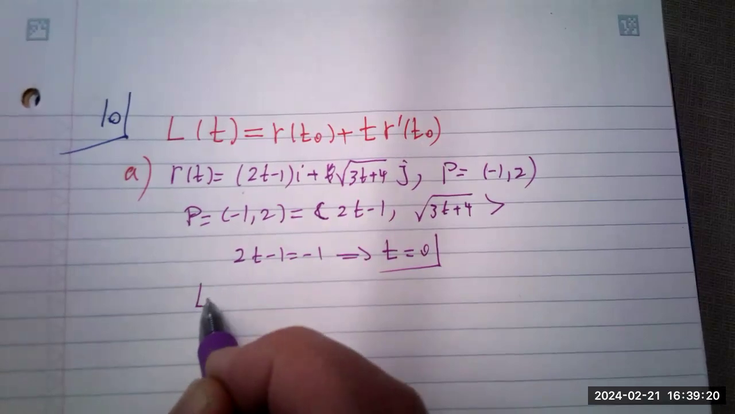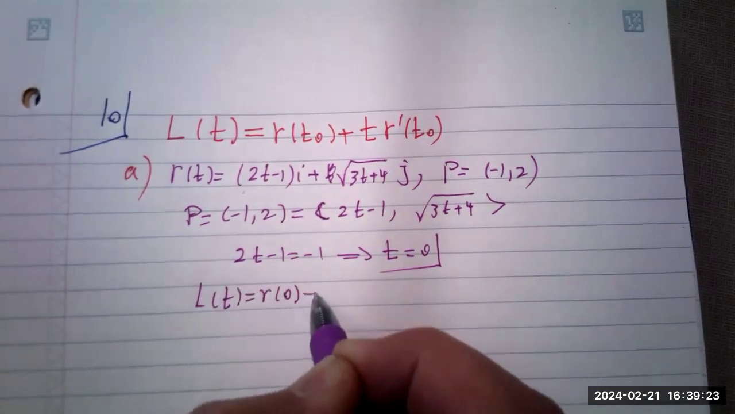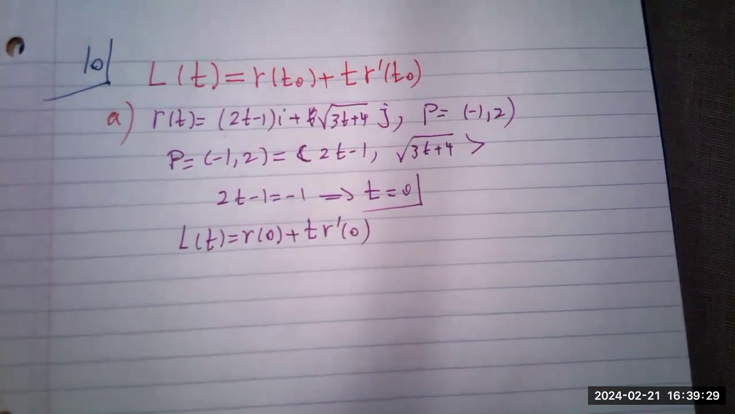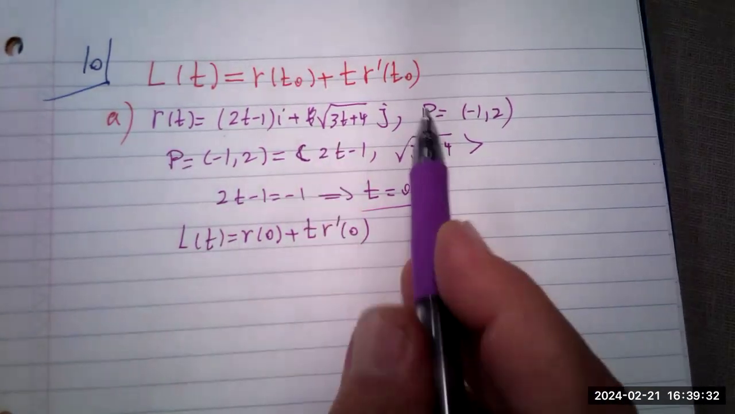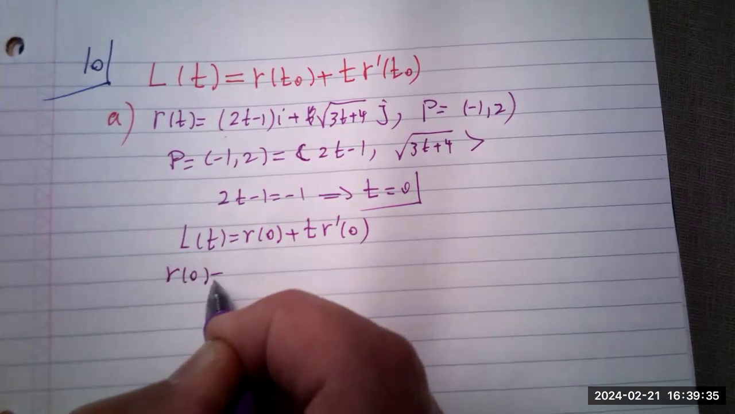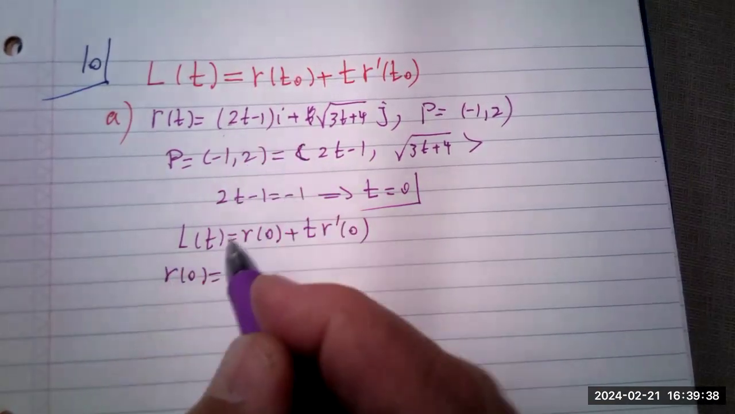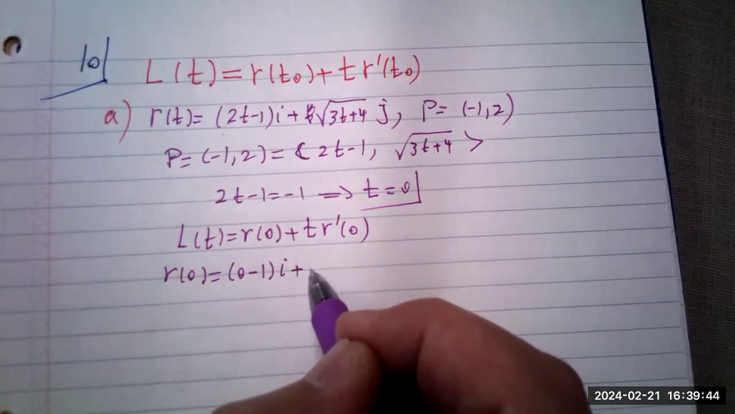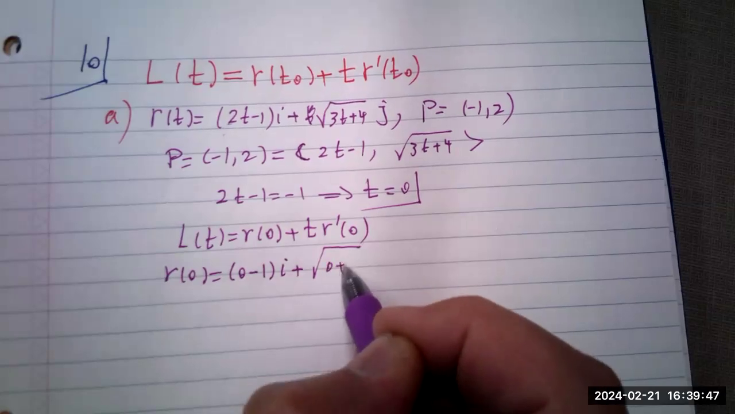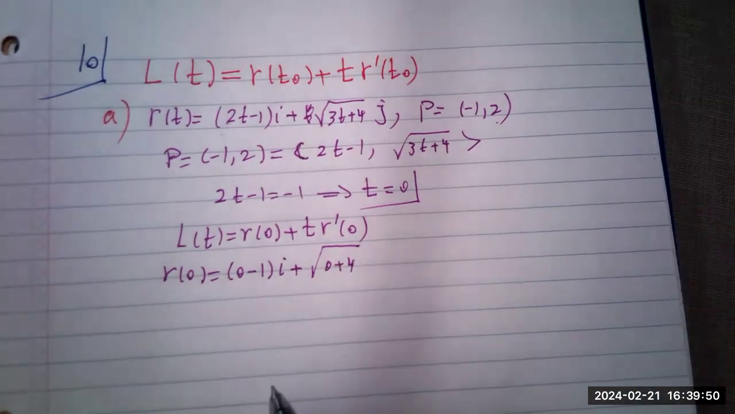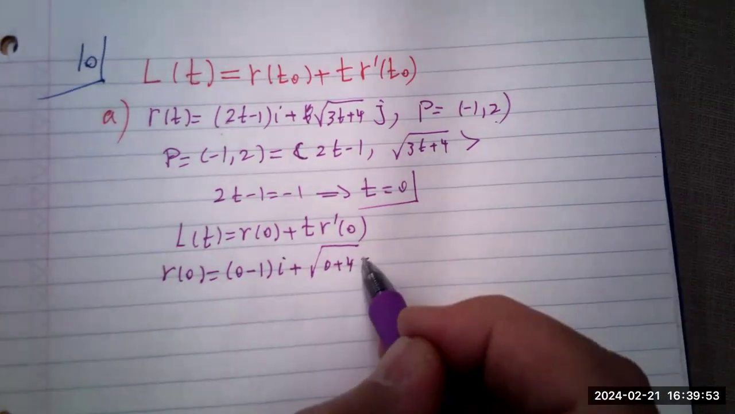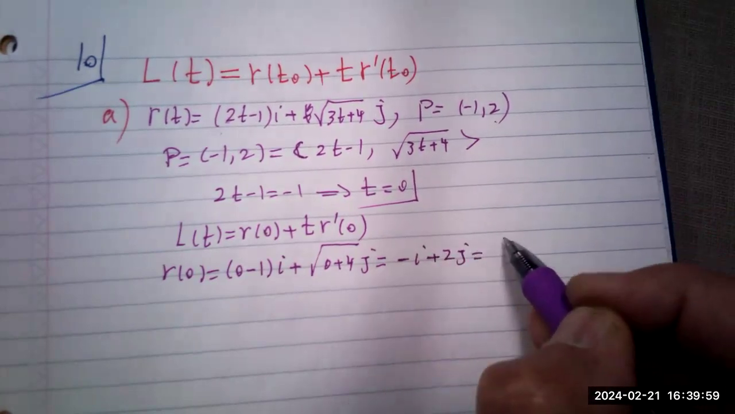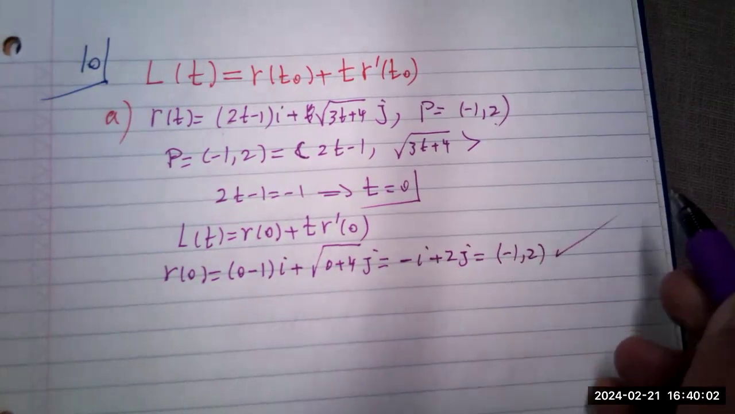So what's going to be our equation? It's going to be r of 0 plus t times r prime of 0. Substitute r of 0 into the function, so that gives you 0 minus 1 times i plus 0 plus 4. That gives you the same point here, of course. Just to confirm, that gives you -i plus 2j, which is the same as the point that you have. Okay, that's a confirmation.